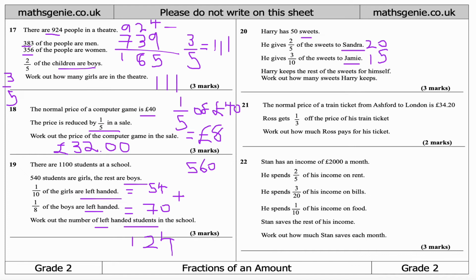Harry keeps the rest of the sweets to himself. Work out how many sweets Harry keeps. Well, 20 plus 15 is going to be 35. So he keeps 15, because 50 take away 35 gives me 15.